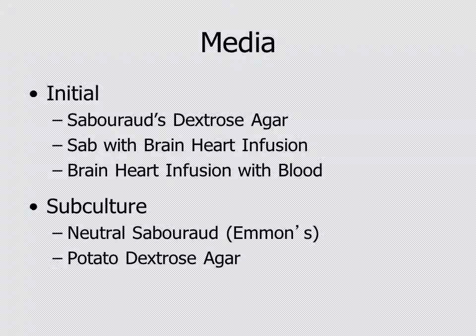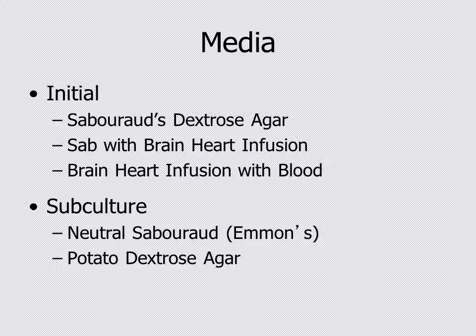When we subculture fungi, in other words, we've got growth on our initial media, some common ones that we use would be what we call just an Emmons SAB. It just isn't quite as enriched, but once we've got this thing growing, it's just kind of a general purpose plate. It's kind of like a tryptic soy agar plate if you're doing bacterial cultures. It's kind of just a workhorse. Potato dextrose agar has some very specific applications. We'll run into those down the road.